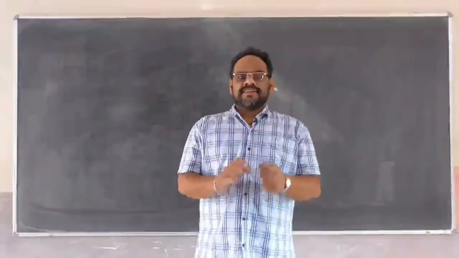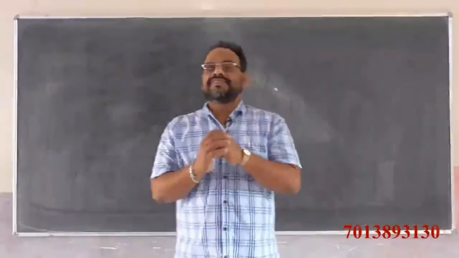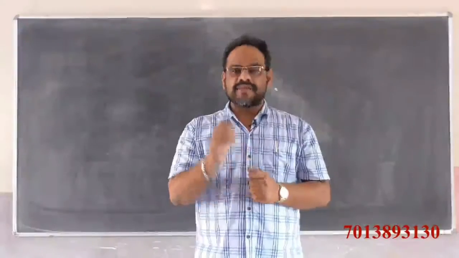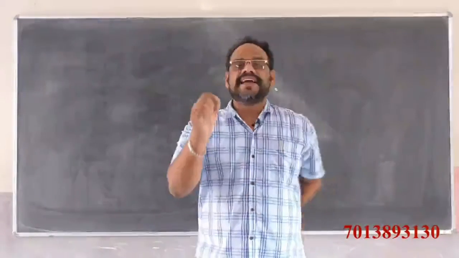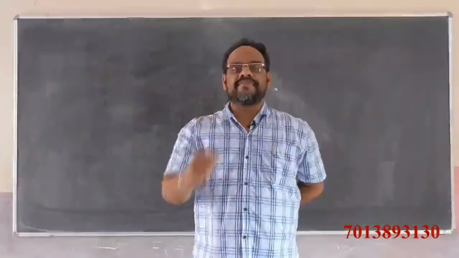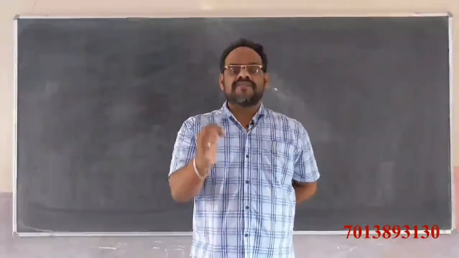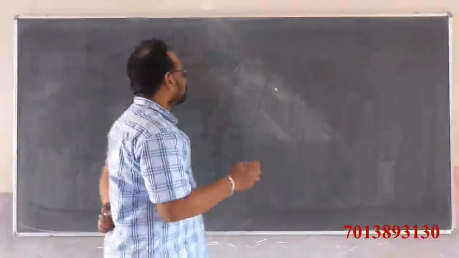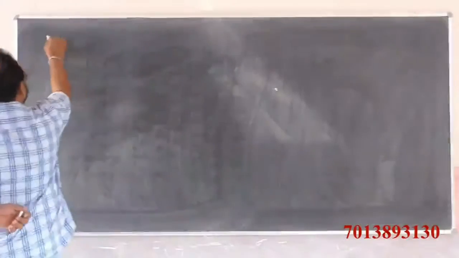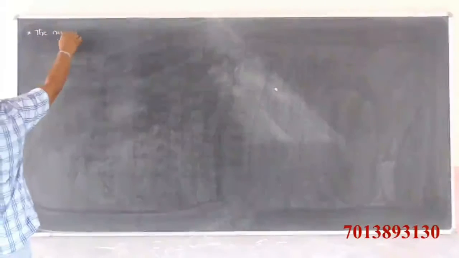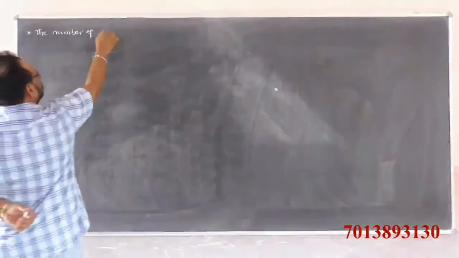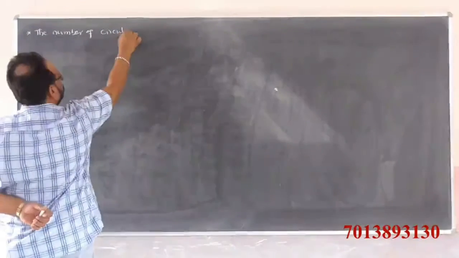Already we completed one theorem. The number of circular permutations of n different things taken r at a time is clearly nPr by r.